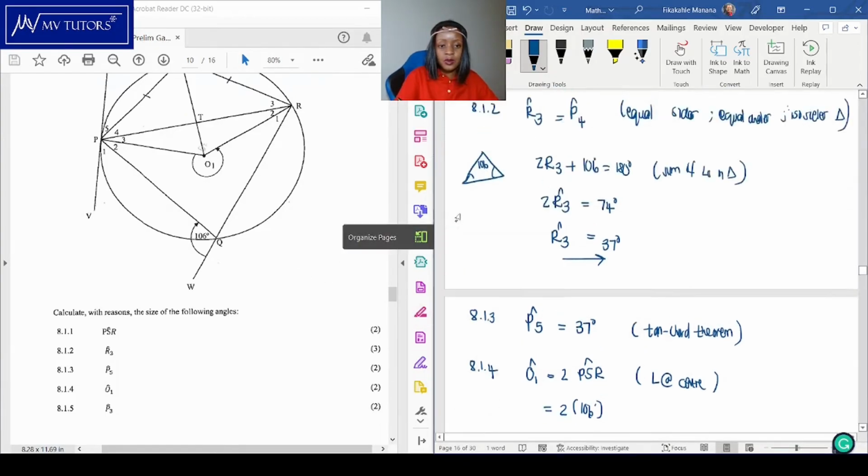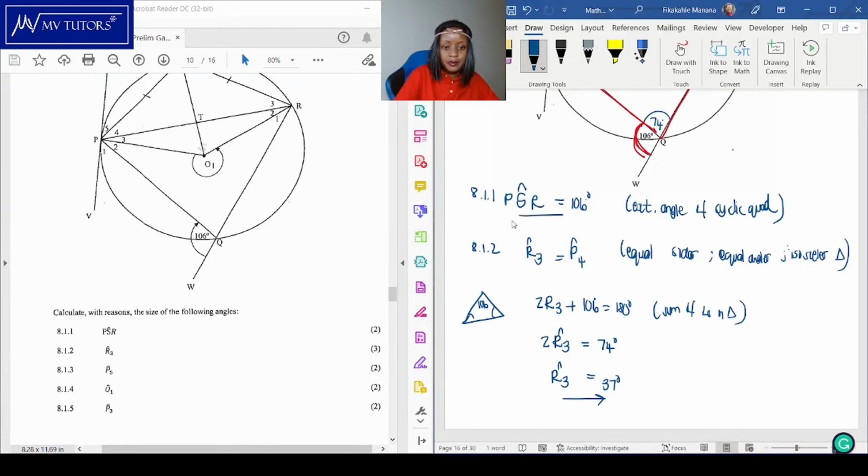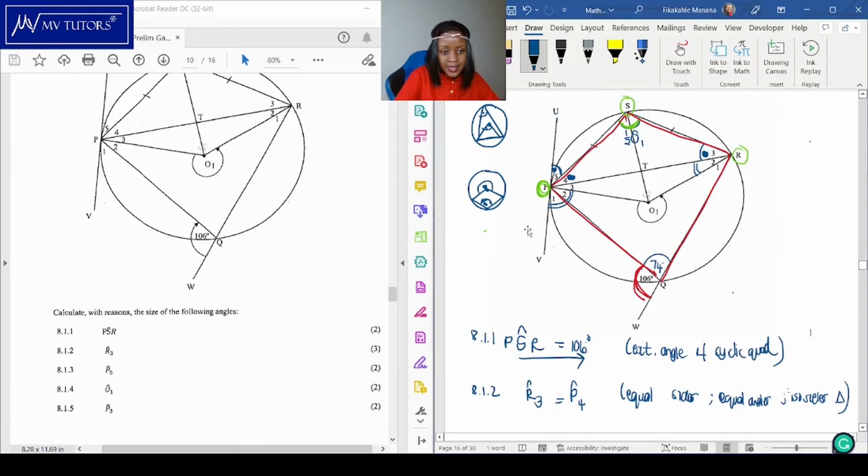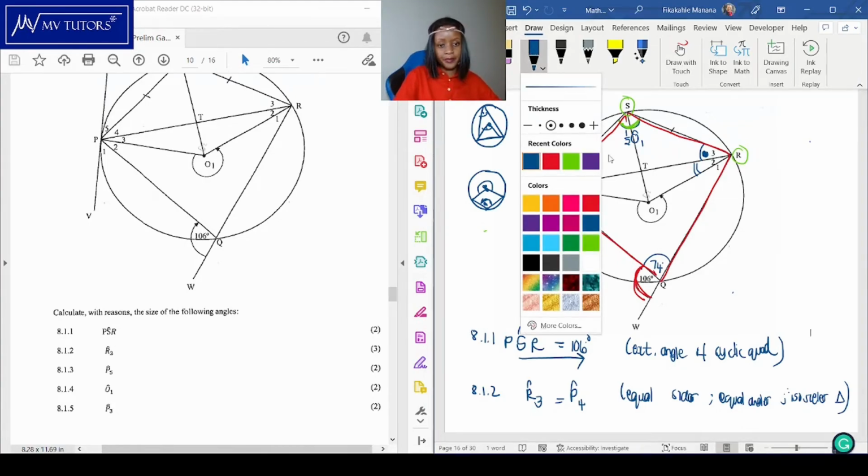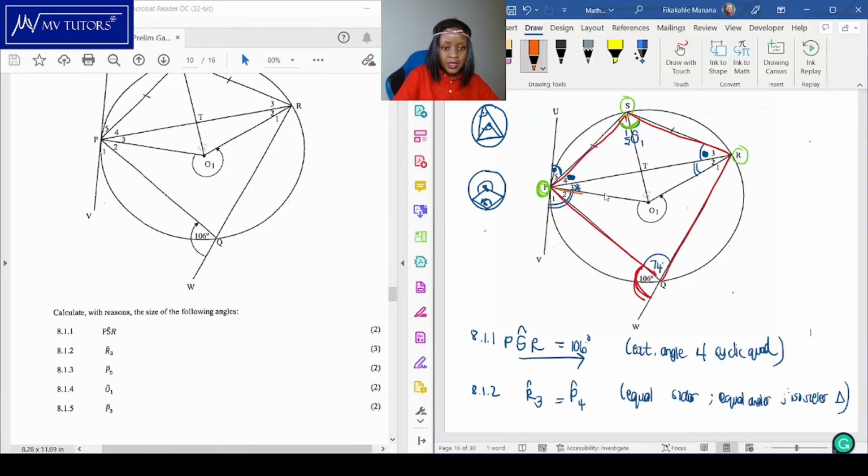P3. Okay, so let's go back to drawing. Where is P3? Oh, there is P3. Okay. So what I can see, I hope you can see it with me. We have again an isosceles triangle, that is the radius. It's also the radius. Do we have R2? No, we haven't calculated it. So we're looking for P3, and we know that P3 is equal to R2, equal lengths, equal angles in an isosceles triangle, right?